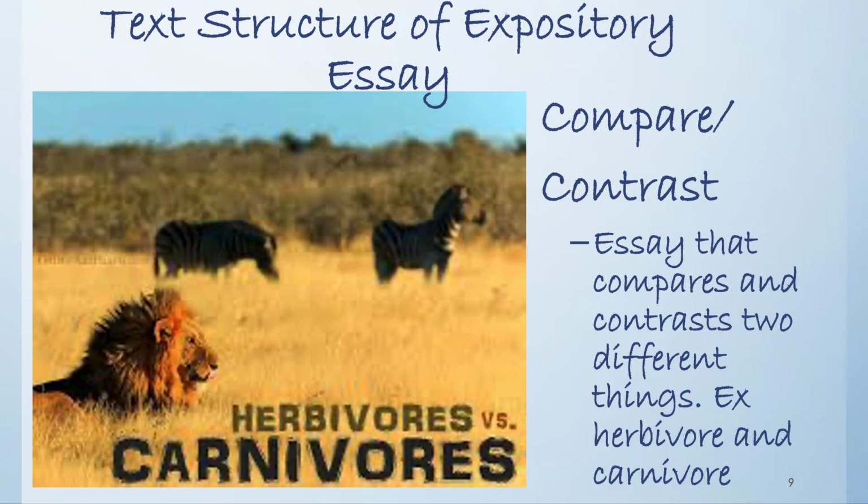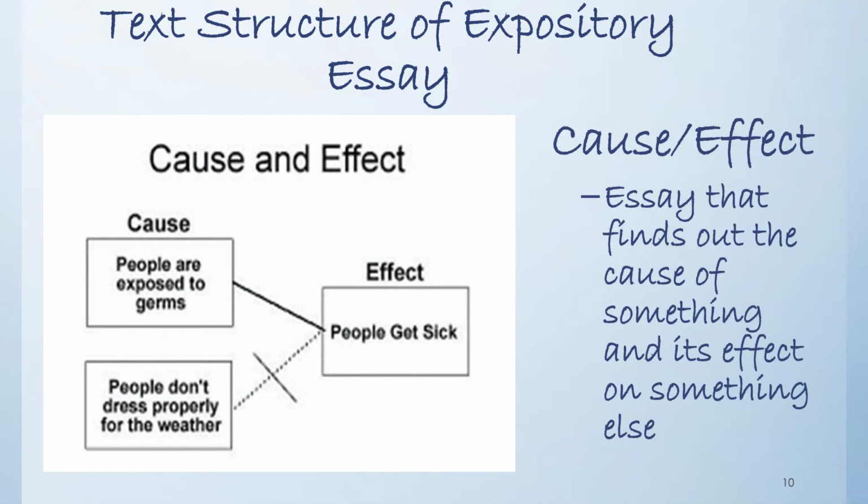The next type is cause and effect. In this example, I show there's a cause: people are exposed to germs. What's the effect? People get sick. Another cause: people don't dress properly for the weather. They possibly can get sick. So this essay finds out the cause of something and its effect on something else.